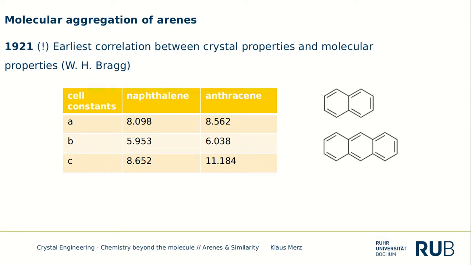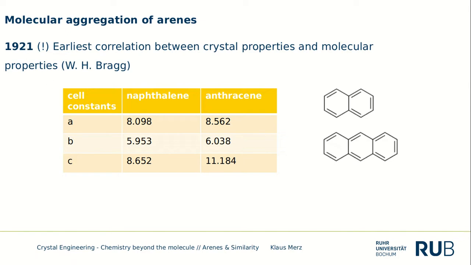investigations in 1921, this is roundabout 100 years back. I would say the first investigation about crystal properties, I mean cell constants, and molecular properties. And these investigations were done by Bragg. What has he done? Have a look. Naphthalene, anthracene. And here are the cell constants.